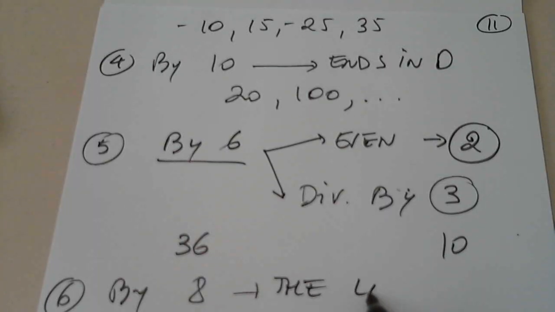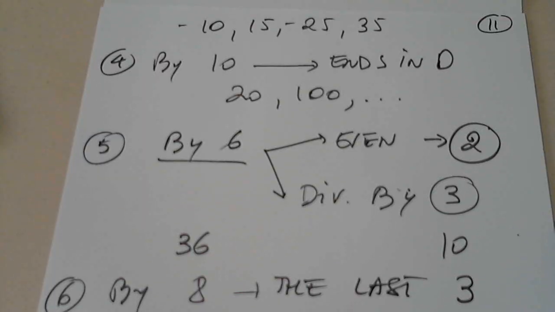The last 3 digits form a number divisible by 8. This is stretching it. It really is a little bit beyond the scope. Once I know 2, 3, 5, 10, and even 6, everything else, it's way too much, I think.